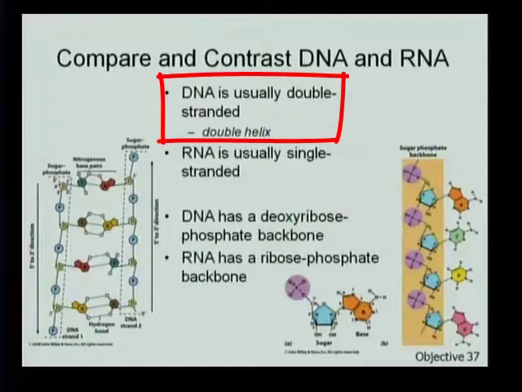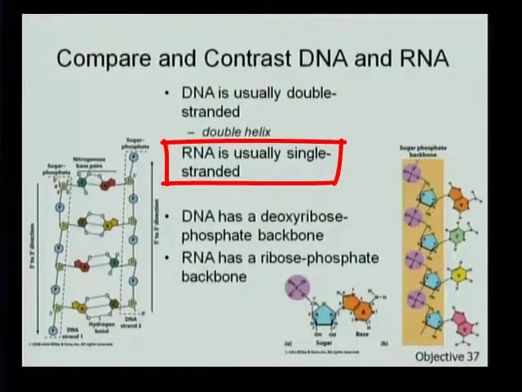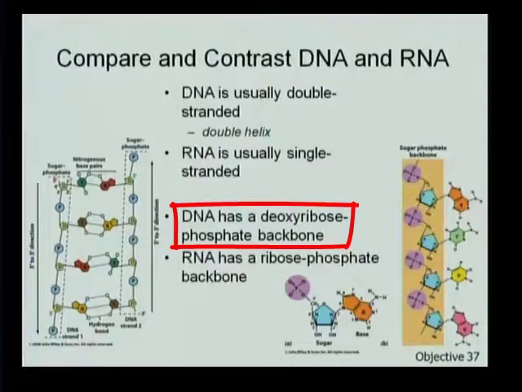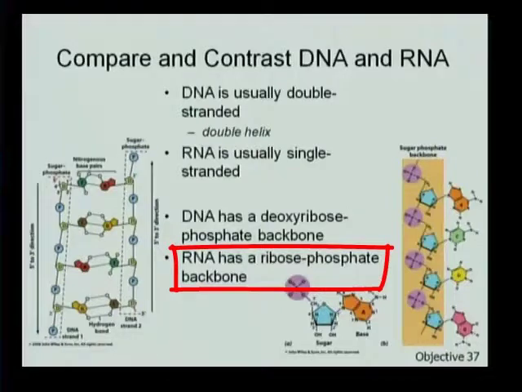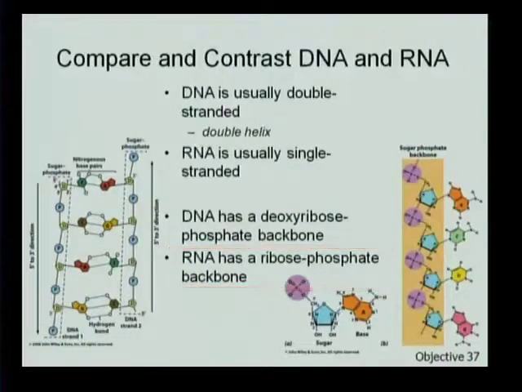DNA is usually found in a double-stranded form, what we call a double helix. RNA is usually found in a single-stranded form. DNA has a deoxyribose phosphate backbone. RNA has a ribose phosphate backbone. We'll talk more about the structure and function of DNA and RNA when we get to Module 5.